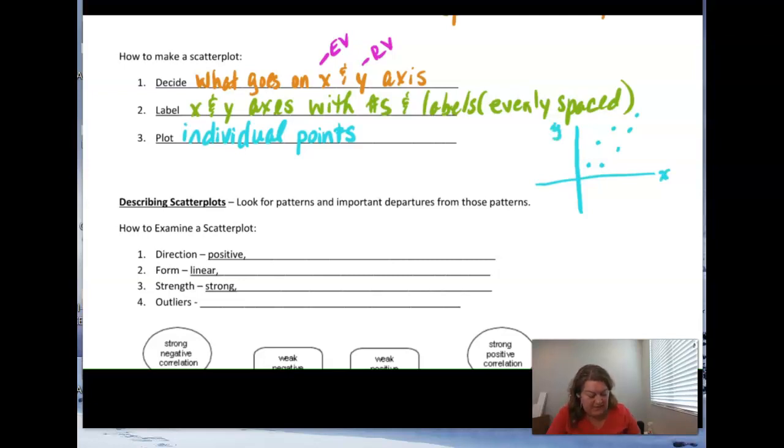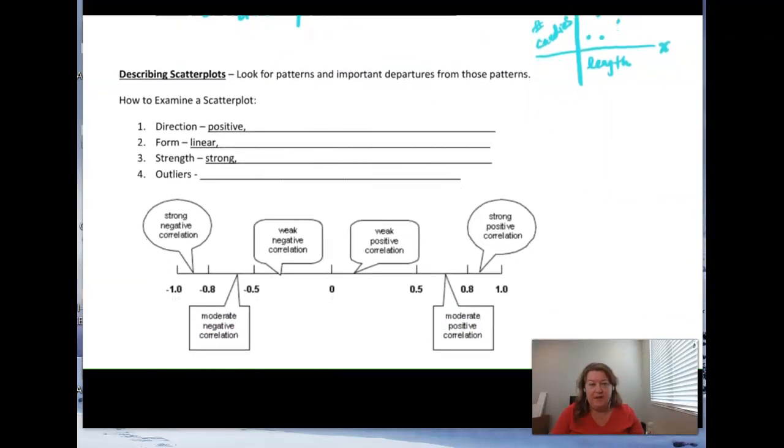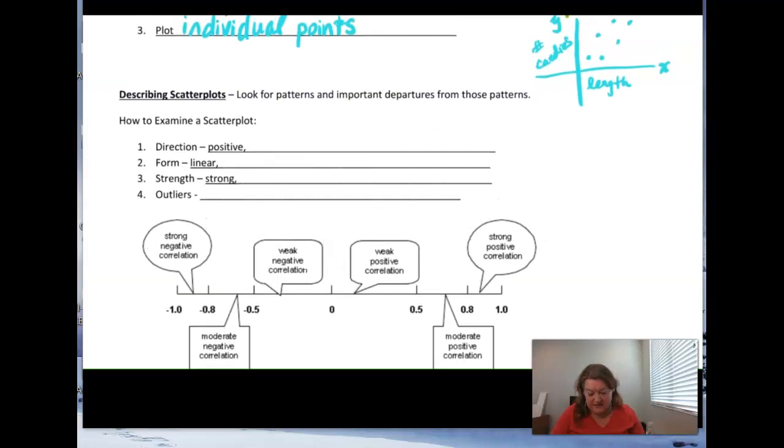where the x might be the length of hand, and the y would be the number of candies. Okay? All right, let's say they already gave us this graph and they want us to describe it. Remember that before we were using socks, right? Well, in two dimensions, when it's got an x and a y, we need to use direction, form, strength, and outliers, okay? So I have yet to find a really good word to remember this one.